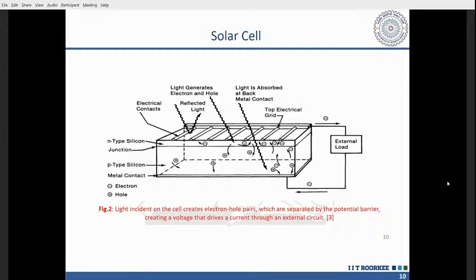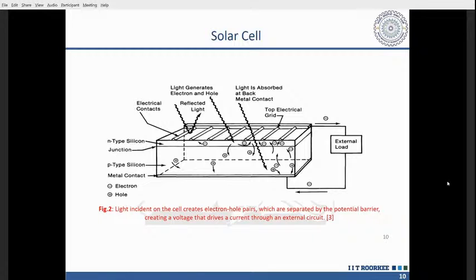Now, at the top of the depletion region you have the plus terminal, and at the bottom you have the negative terminal. What will happen now when the light falls? The light will penetrate, and slowly it will reach the depletion region. So this point is important to remember.